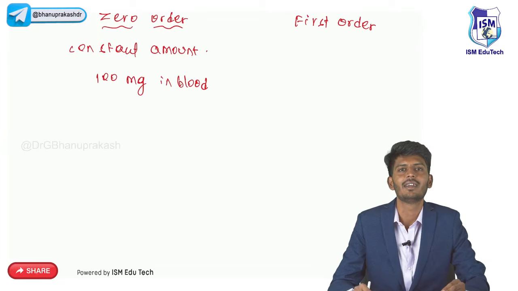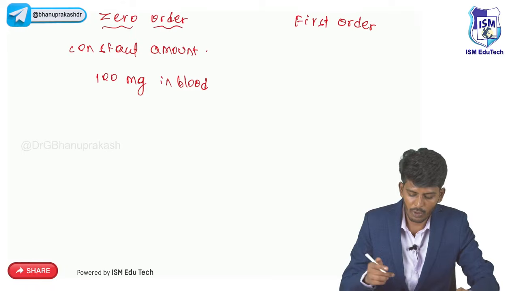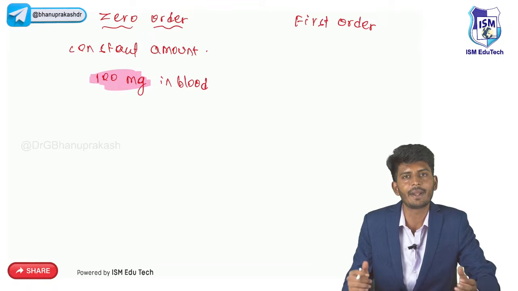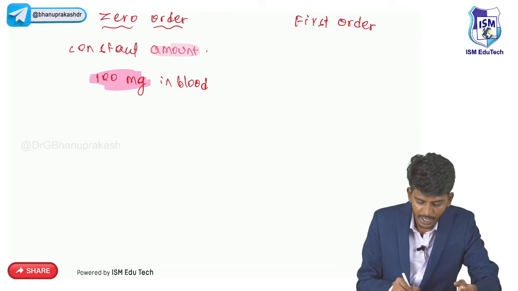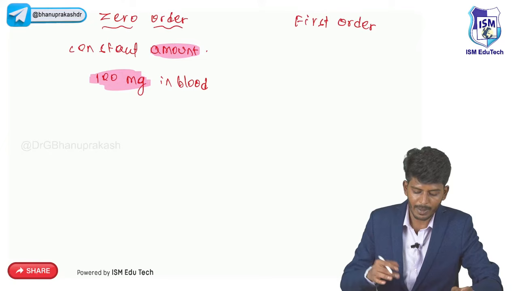Do not calculate. See, there is no rule that always 100 mg will be there. There is no rule that always 100 mg of the drug will be present in the blood. Right? So, you don't just remember the numbers. Remember this one. A constant amount is eliminated. What do I mean by constant amount is eliminated?